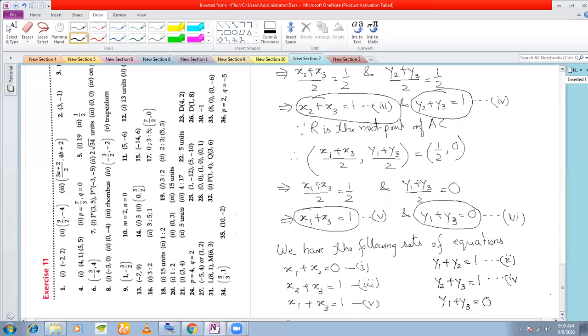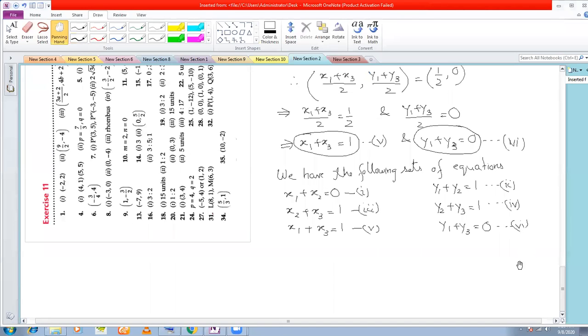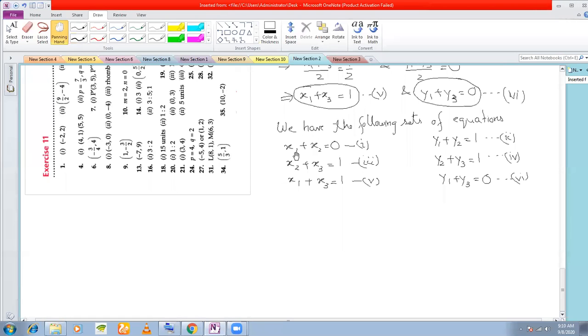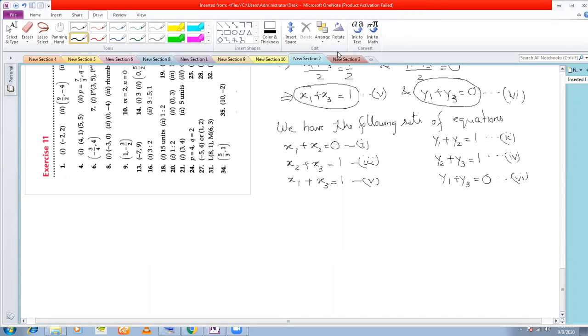Now we are going to solve these two sets of equations. In total, we got 6 equations. We divided into two sets of equations. One in which only the x coordinates are there, x1, x2, and x3, and the other in which only the y coordinates are there, y1, y2, and y3. Now the question is how to solve these two sets of equations.